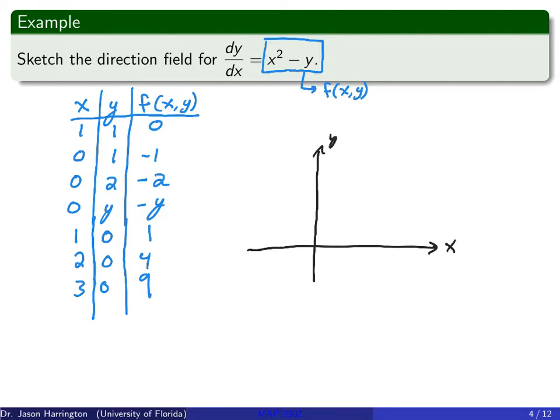So for example, at 1, 1, the slope is 0. So at the point 1, 1, the slope is 0. And at the point 0, 1, the slope is negative 1. So at this point here, the slope is going to be negative 1. And at the point 0, comma 2, the slope is going to be negative 2. So that's going to be twice as steep as the previous one.